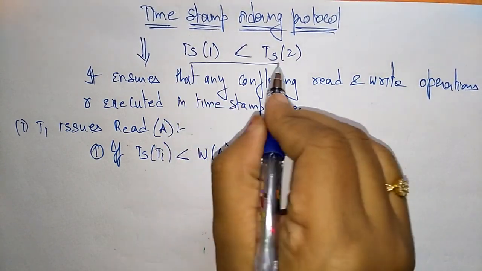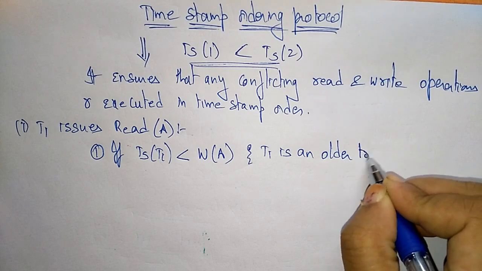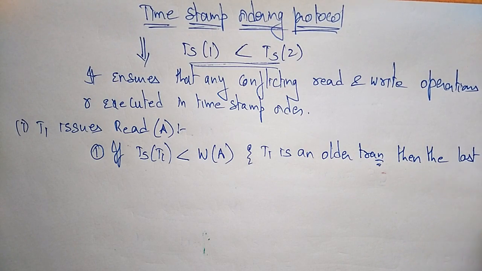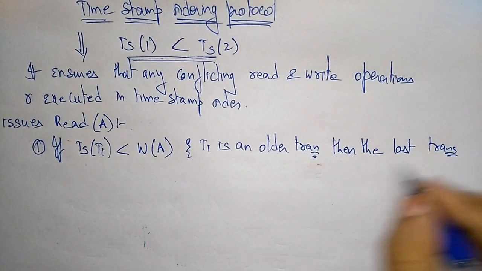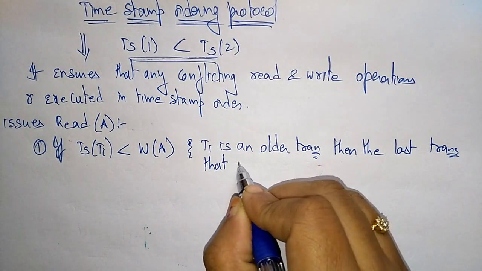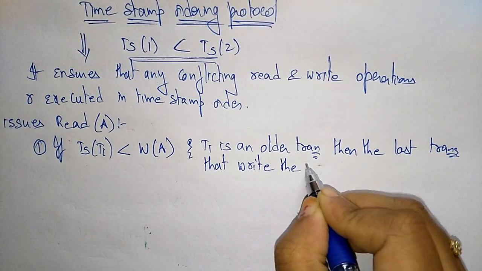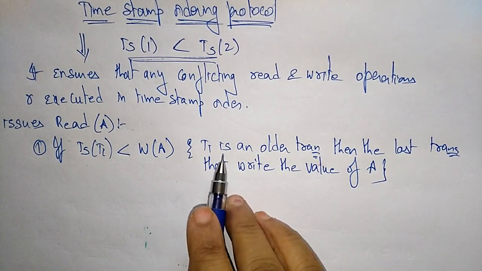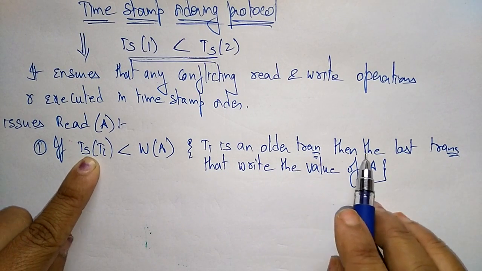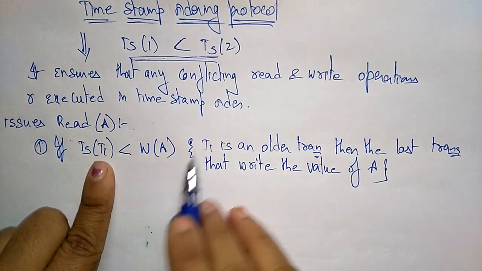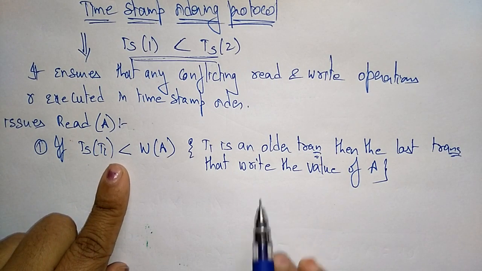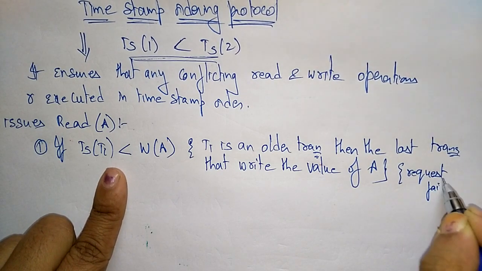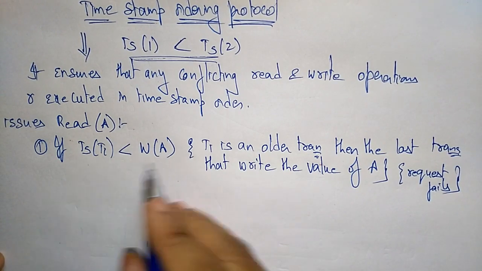We already saw this in the formula. So Ti is an older transaction than the last transaction that wrote the value of A. Here the request will fail. So the request fails. Here it is a read that is failing.